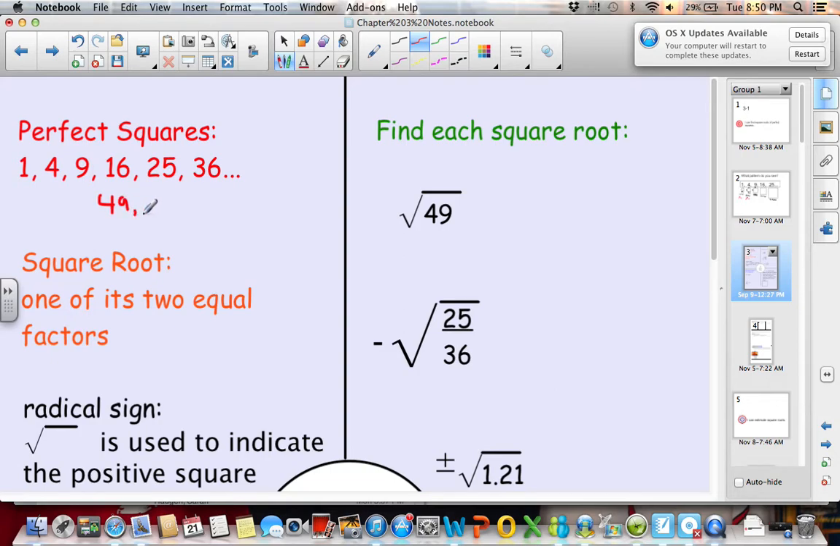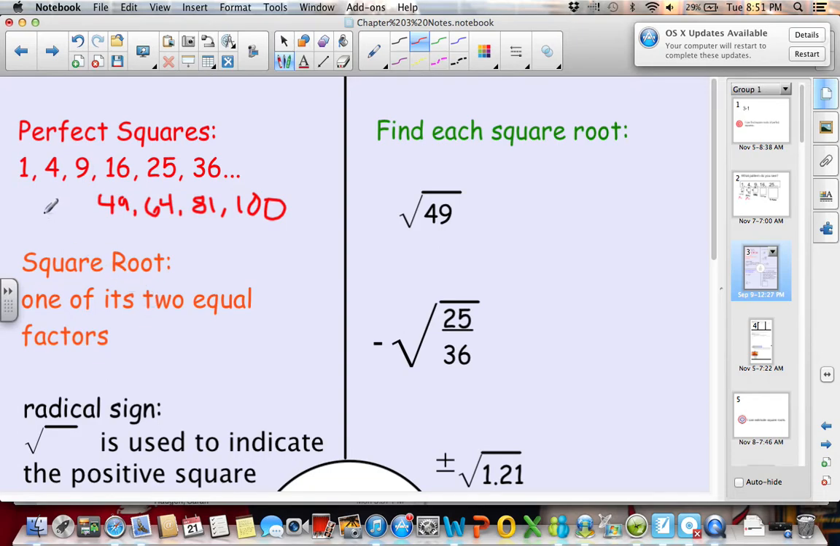What would our next one be? 64, because 8 squared is 64. Our next one would be 81, because 9 squared is 81. And then we have 100, because 10 squared is 100. Okay, so the square root is the opposite of finding the square of a number.